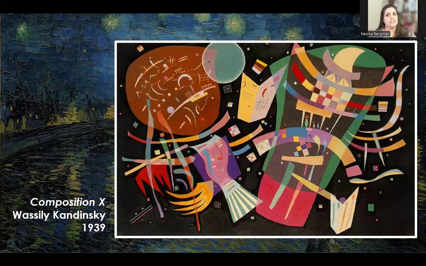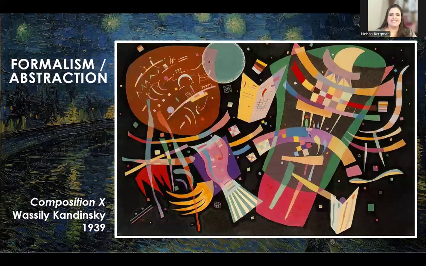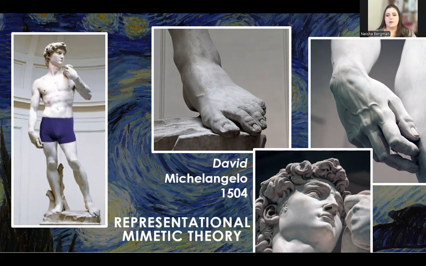We have Composition 10 by Wassily Kandinsky. Now, this particular piece is, I'll tell you in a minute. Formalism and abstraction. This is David by Michelangelo. He does not wear boxer shorts. I'm not taking them off. But which aesthetic theory would you use to judge this value? It's going to be representational and mimetic theory because it is very realistic. Side note, it's also like 14 foot tall, so he's huge.